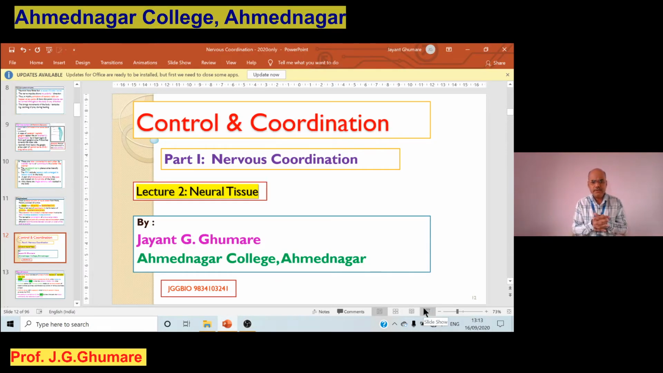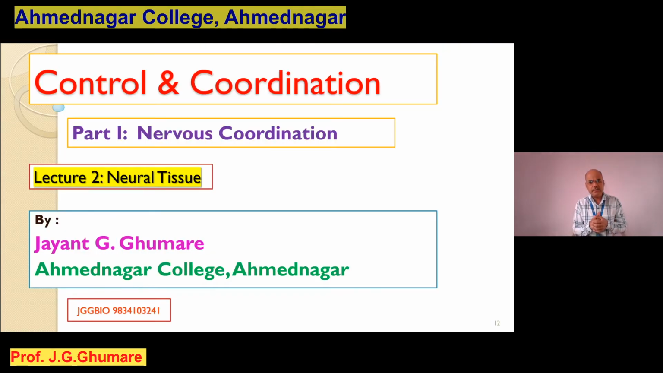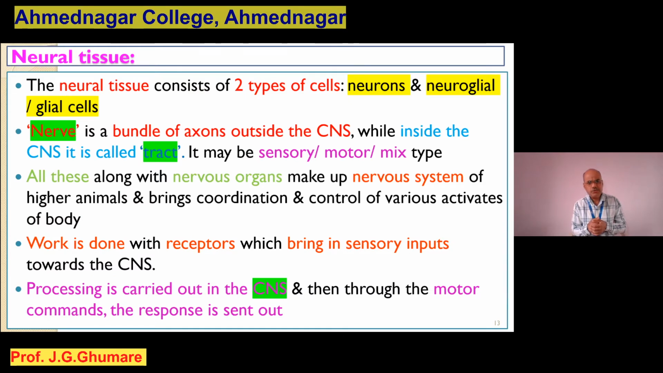Today we'll study the tissue involved in this particular system. The tissue is called neural tissue, which consists mainly of two types of cells. One is called a neuron, another is called a neuroglial cell. We took a quick look in 11th standard, and the detail we'll study this year. The types of cells are the neuron and the neuroglial cell.